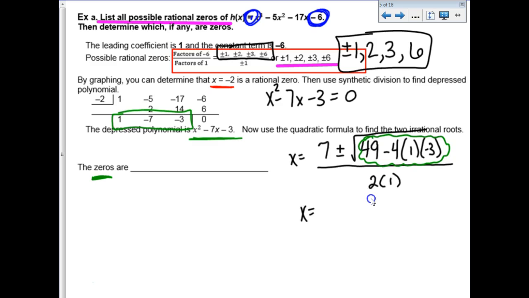Is it 61? Okay. So 7 plus and minus the square root of 61 over 2. Oh man, this is great news, guys. 61 does not break down. The square root of 61 is just the square root of 61. So we're going to leave it in this form.